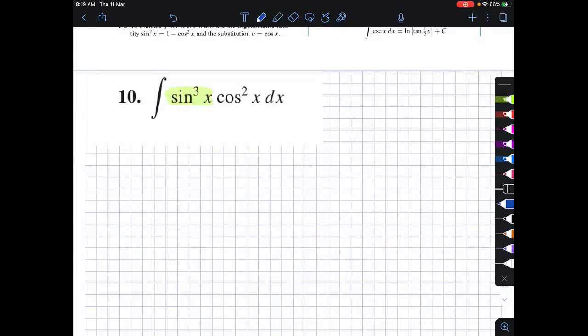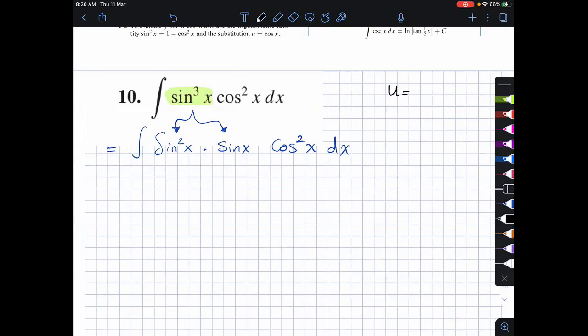So it will be the integral of sine squared x times sine x. We split the sine cubed into 2 factors, sine x and sine squared. And cosine squared, leave it the same, cosine squared x, leave dx. The u is, sine squared x? No.